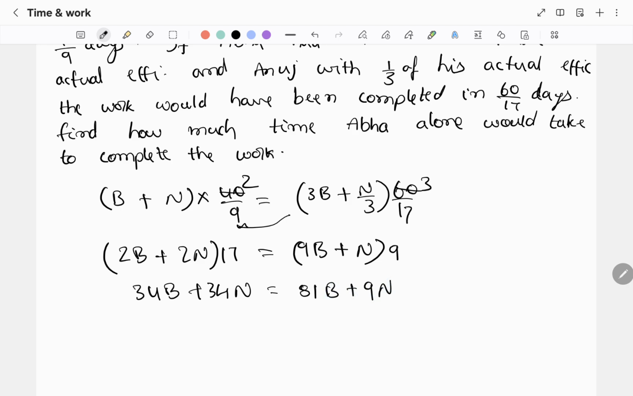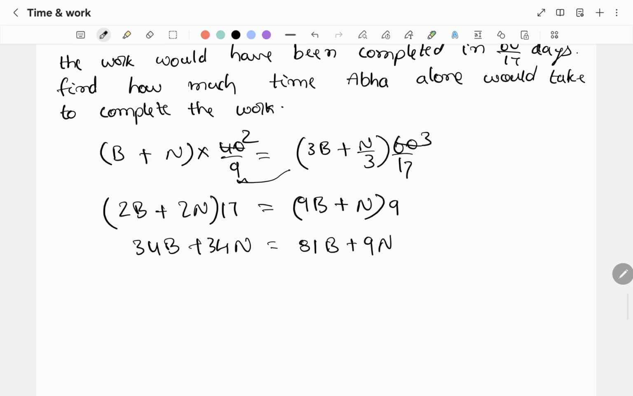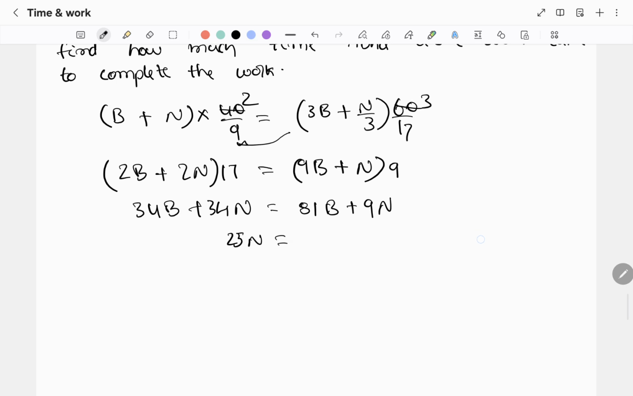So finally, N to one side, B to one side. 34 minus 9, 25N is equal to 81B minus 34B. 9 9's are 81, correct only, no? 81 minus 34. 81 minus 34 is 11 minus 4, 7. 47B.